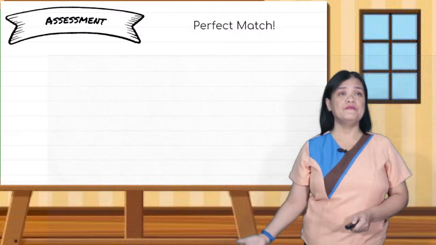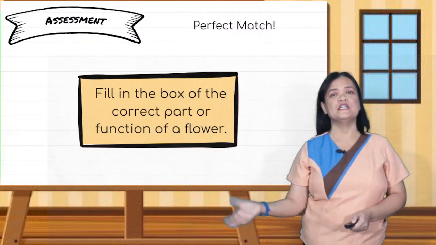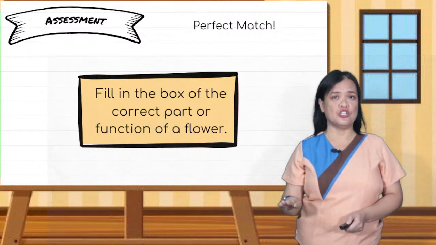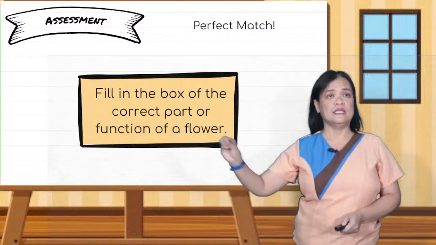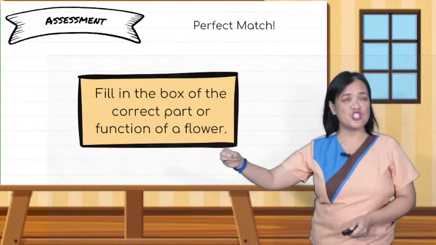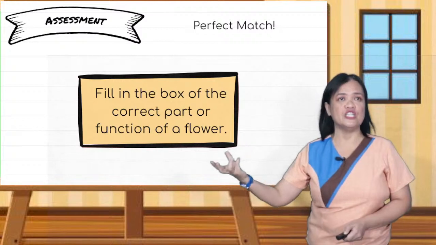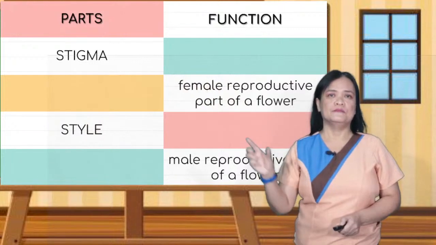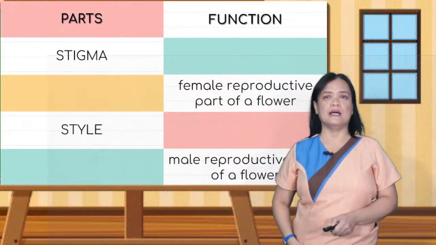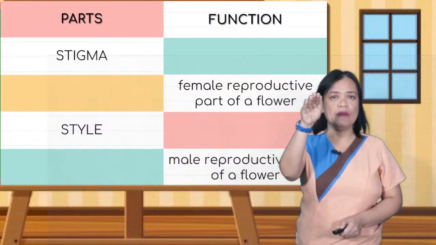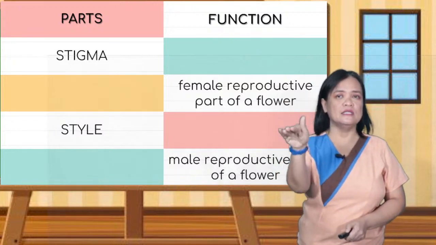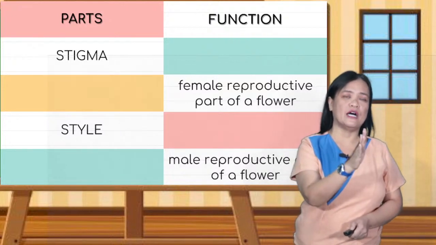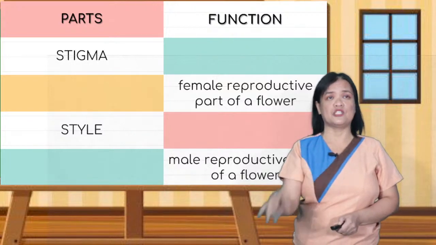Okay, the perfect match. So when I say perfect match, fill in the box of the correct part or function of a flower. We have studied the different parts of a flower and I mentioned the function of each part. So you have to match, okay? Match and fill in. Okay, so stigma. In the parts, there is stigma and then fill up the next one, style. I provide you the other parts, I provide you the other functions, so you have to fill it up, match it. Okay.